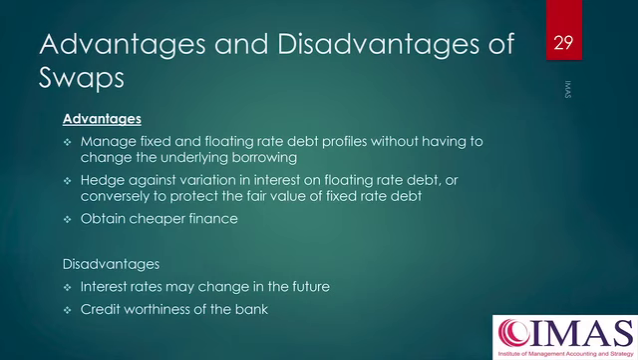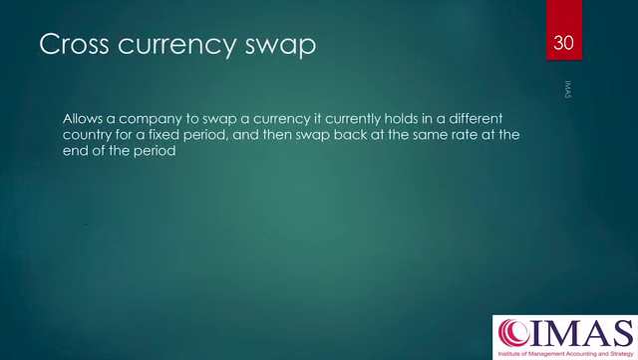So that's it on advantages and disadvantages of interest rate swaps. Now on slide number 30, which is cross-currency swaps. Cross-currency swaps allow a company to swap a currency it currently holds in a different country for a fixed period, and then swap it back at the same rate at the end of the period.